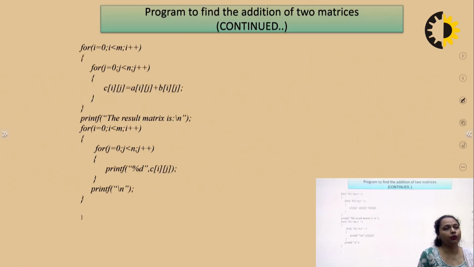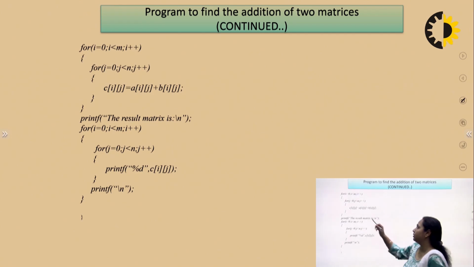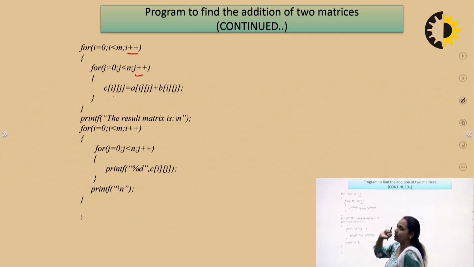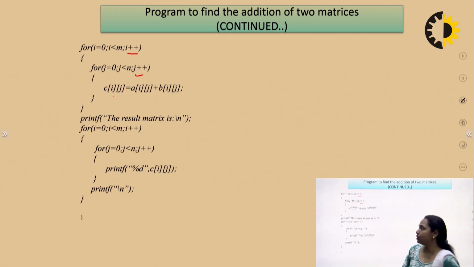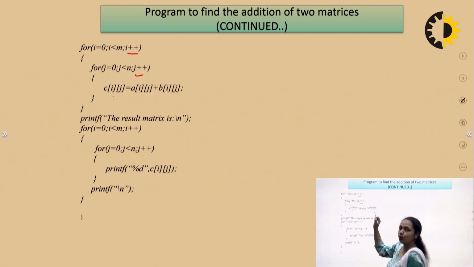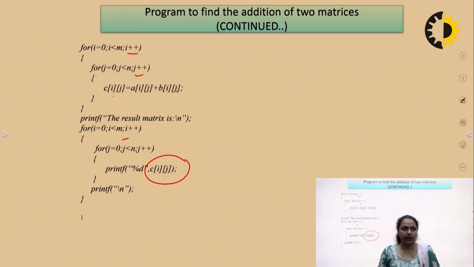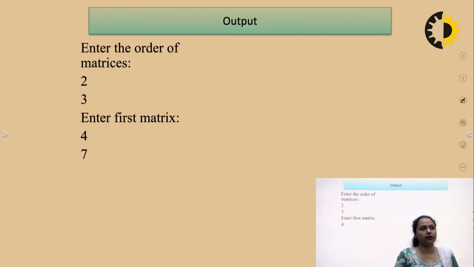Now what is the concept of addition of matrices? The values present in the same cell get added to each other. Again, two loops are written, one for rows and another for columns, and in them C[i][j] equals A[i][j] plus B[i][j]. Whatever value is present at 0 0 in A and B gets added and stored in the third array, that is C[0][0]. After that, print C[i][j] in the loop of i and j, and in this way you will get the resultant matrix.